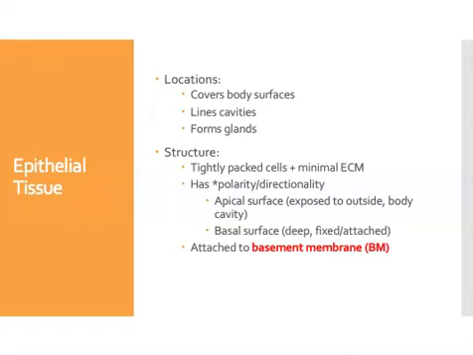When it comes to the structure of epithelial tissue, there are some features that make it unique. Number 1, as a tissue, epithelial tissue has very tightly packed cells and relatively little ECM. Those cells are in contact with each other, in other words. They're situated right up next to each other, connected to each other, with a minimal amount of extracellular matrix around them. The cells in epithelial tissue also have polarity or directionality.